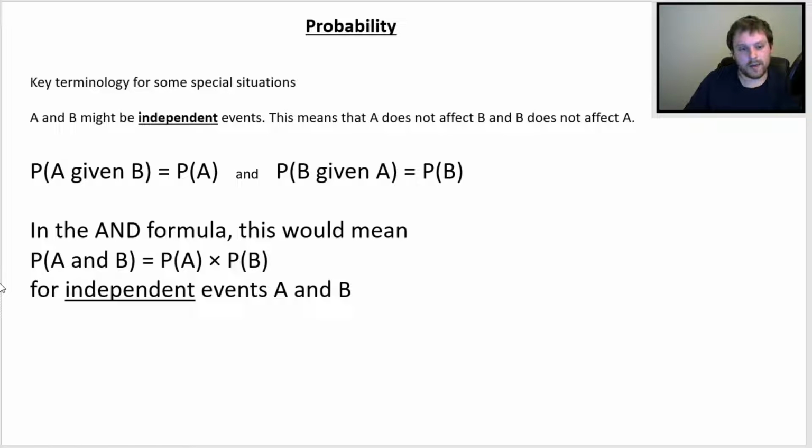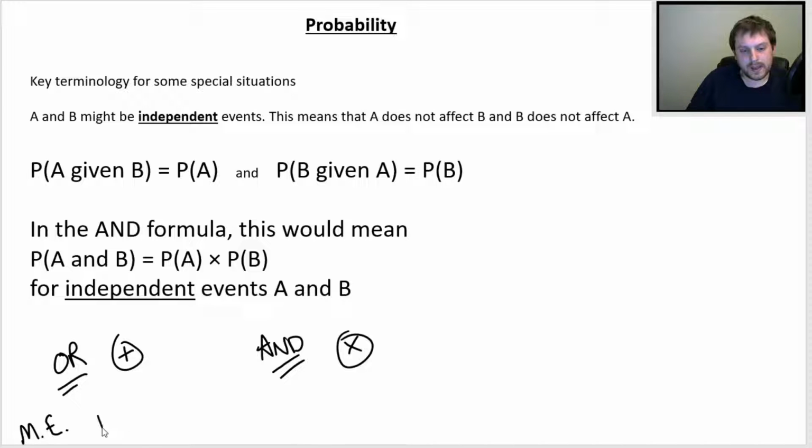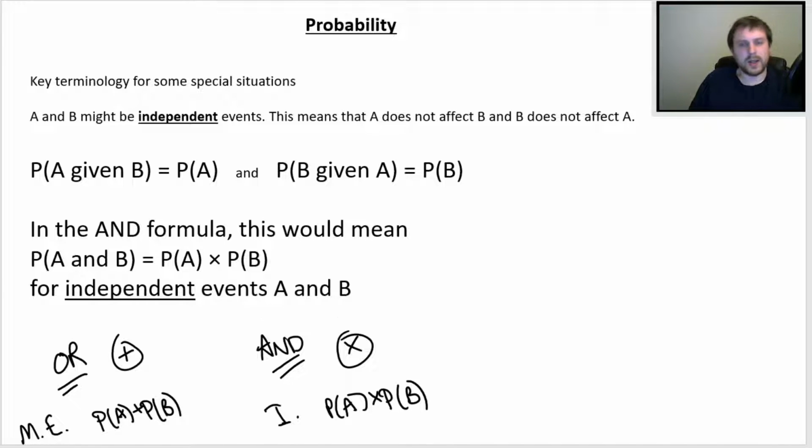So yeah, if I was to try to summarize that, I would say that OR is all to do with adding, and AND is all to do with timesing. If you're mutually exclusive, it's just the probability of A plus the probability of B. And if you are independent, then it's the probability of A times the probability of B. Now, unfortunately, you're going to have to reach a stage where all of this becomes second nature to you. So yeah, there's some work to do, isn't there?